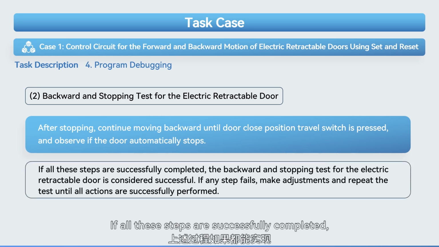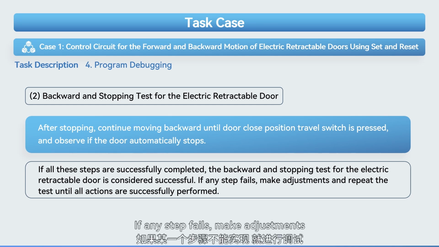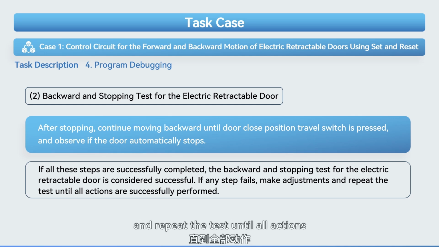If all these steps are successfully completed, the lowering and stopping test for the electric retractable door is considered successful. If any step fails, make adjustments and repeat the test until all actions are successfully performed.